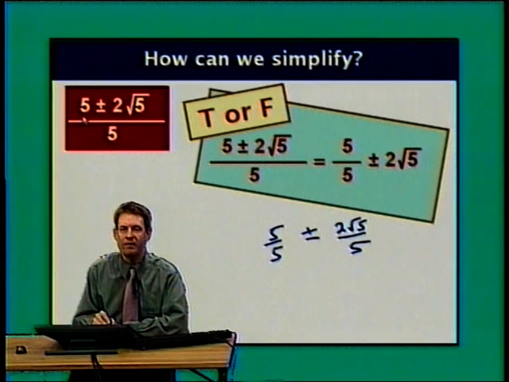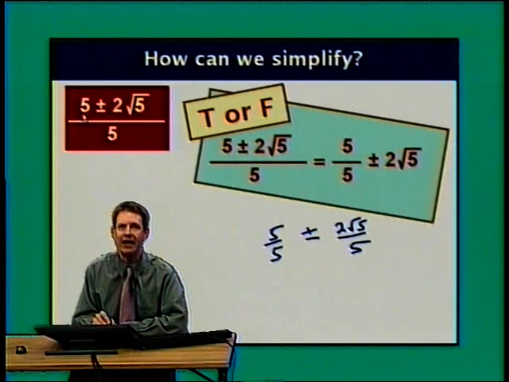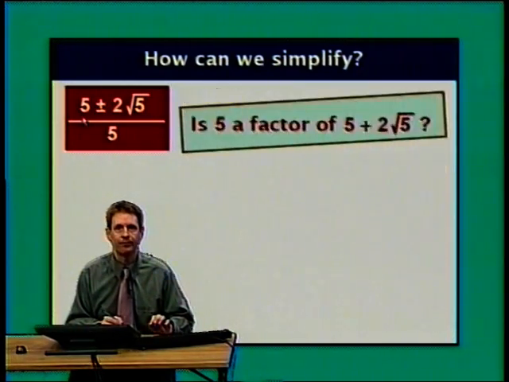The first occurrence of 5 in the numerator is a term of the numerator. It's not a factor of the numerator. You can cancel common factors. You cannot cancel common terms. Why can you cancel common factors? Is 5 a factor of 5 plus 2 square roots of 5?